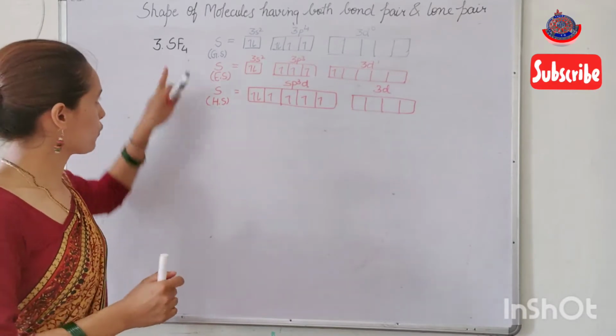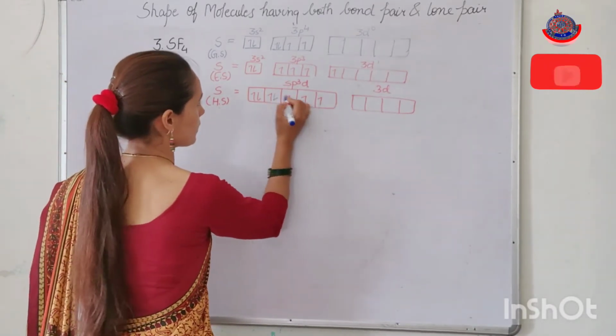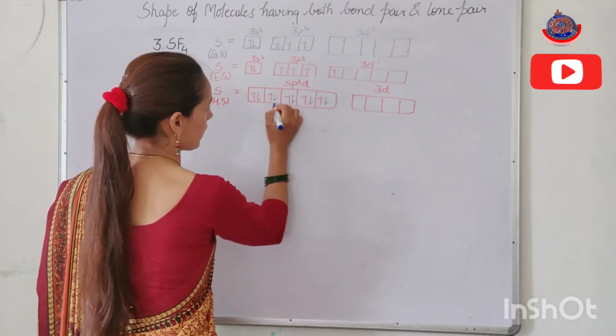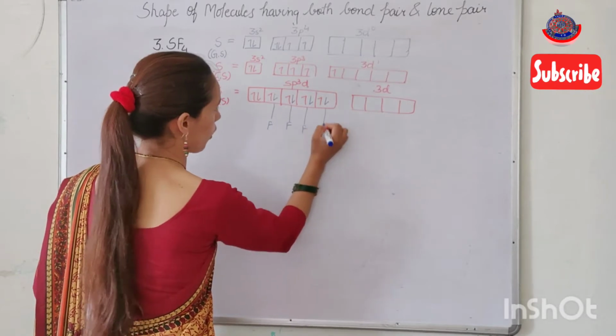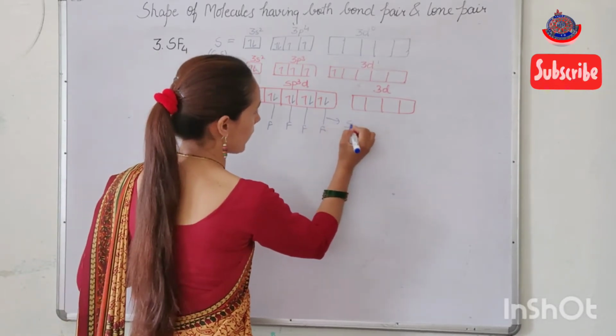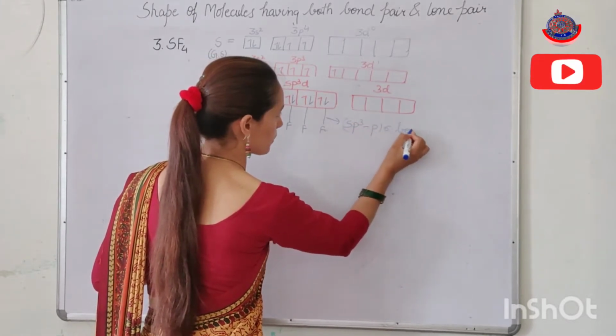Now, the fluorine will approach sulfur and form bonds with these hybrid orbitals, to form sp3d-p sigma bonds.